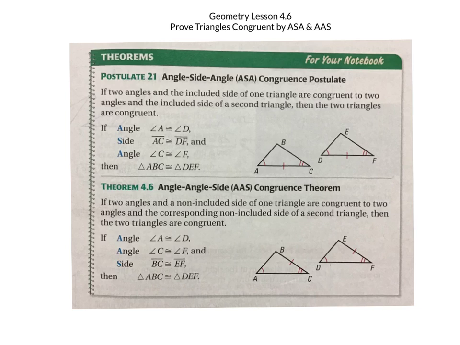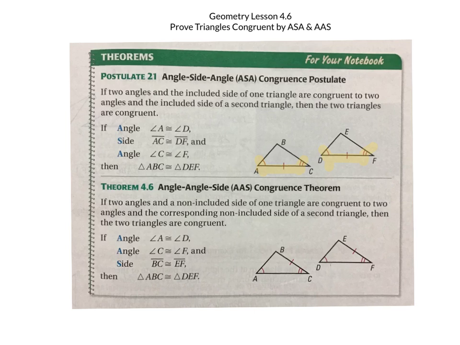Angle side angle is talking about if two angles and the included side of one triangle are congruent to two angles and the included side of the second triangle, then the two triangles are congruent. So that's a bunch of gibberish. If I have this angle congruent to this angle, congruent to this angle, and the side that's between the two angles, then you can use the angle side angle congruence postulate to prove that these two triangles are congruent.